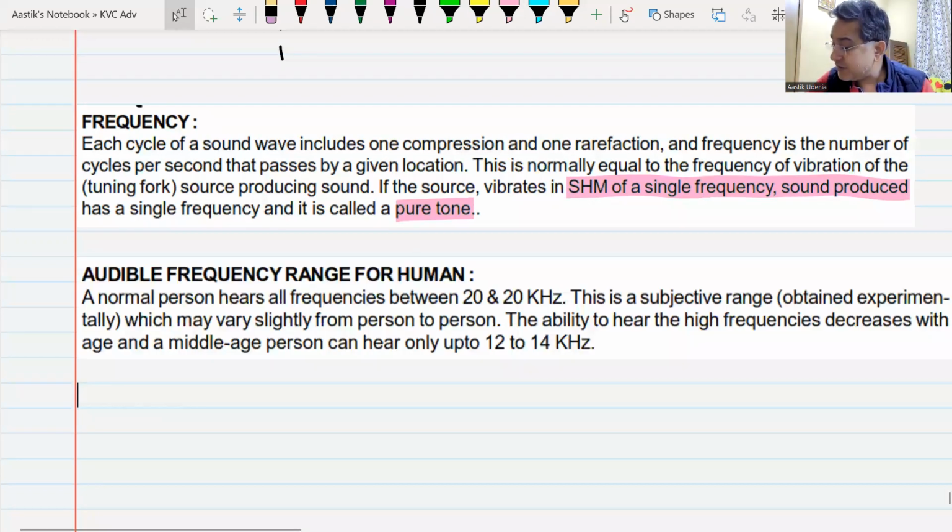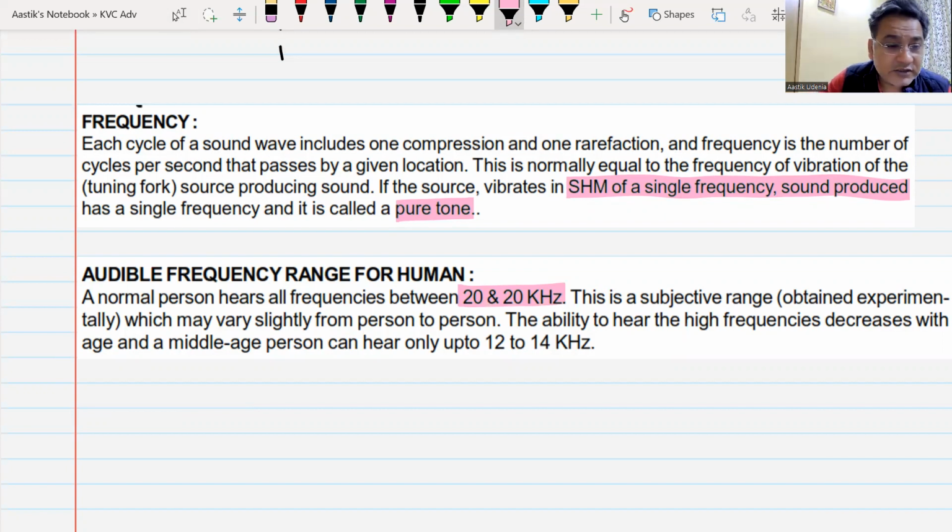The audible range for human beings is from 20 hertz to 20 kilohertz. Below 20 hertz, we cannot hear anything. Above 20 kilohertz, we also do not hear anything. Do we know this? Yes or no?